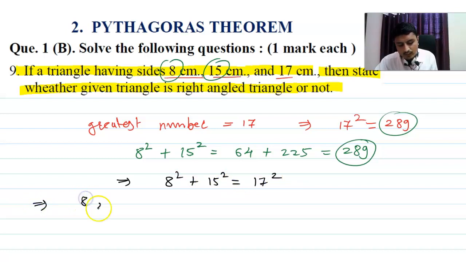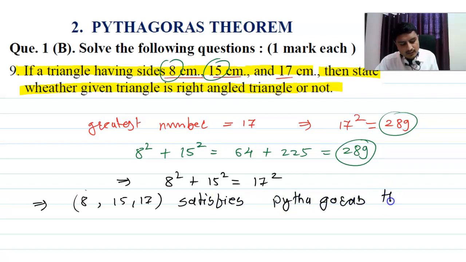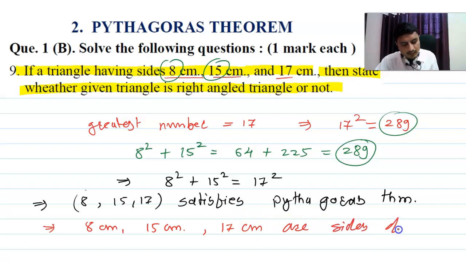So that implies 8, 15, 17 satisfy the Pythagoras theorem. Once they satisfy the Pythagoras theorem, the given three numbers 8, 15, 17 are in Pythagorean triplet. Therefore 8 cm, 15 cm and 17 cm are the sides of a right angle triangle. Hence we have our answer for question number 9.